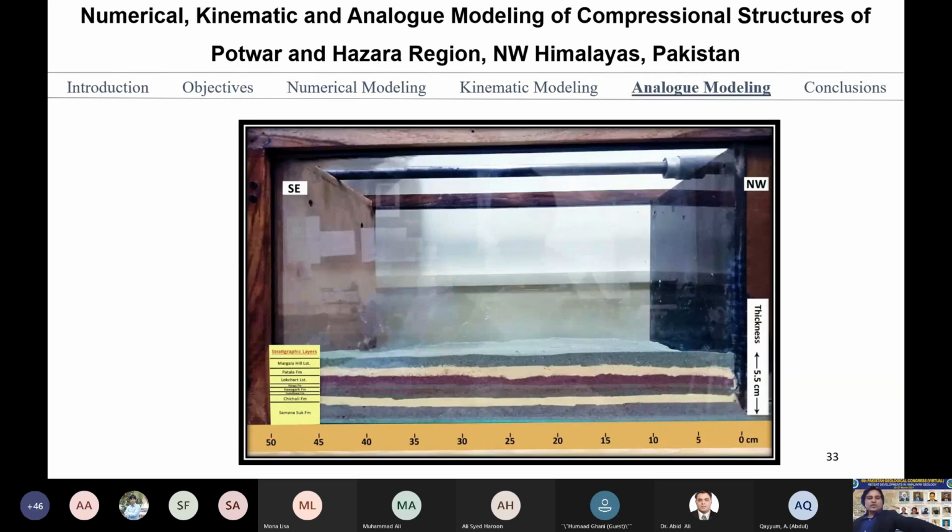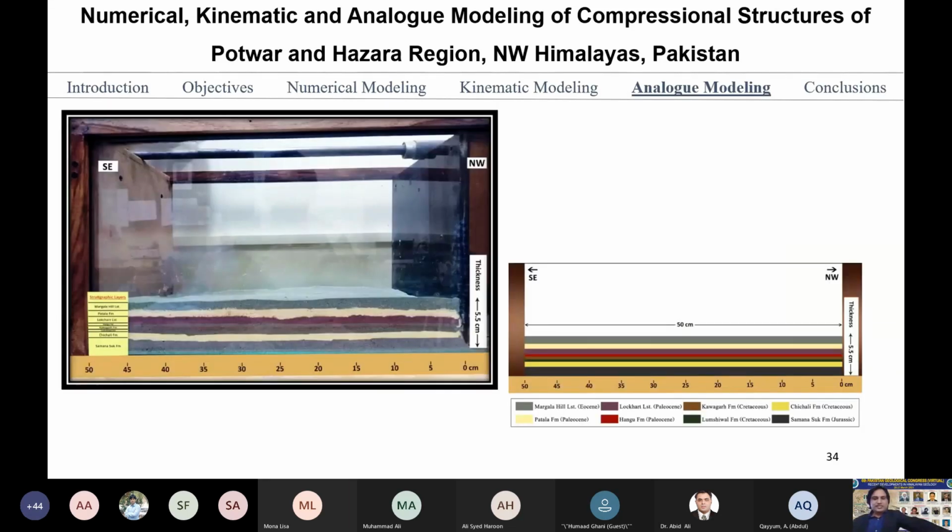So this is the sandbox model which we prepared in the lab, and you can see that there are different layers of formations. These layers basically show different lithologies of the area, and you can see there are some lateral and vertical scales. And if you can see clearly, these are the formations which I introduced in that model, and these are basically composed of sand, clay, and some other material. So this is a schematic diagram of that model.